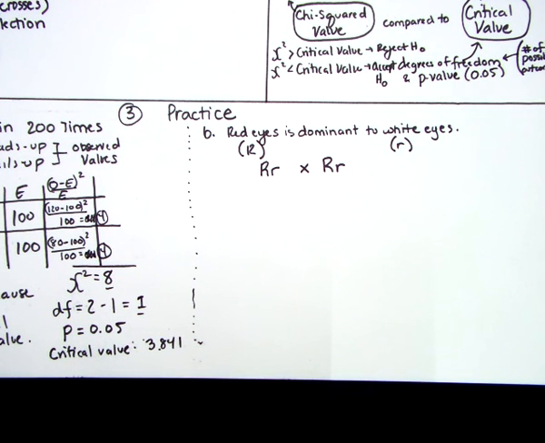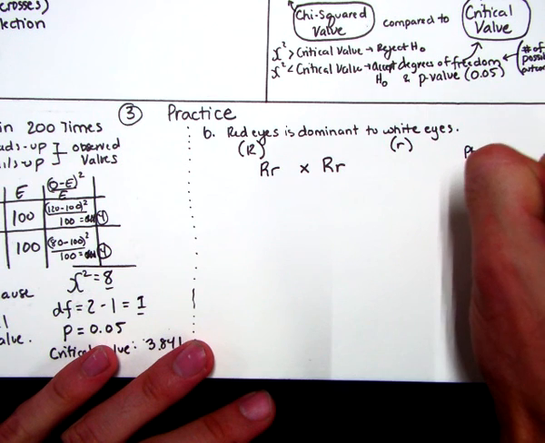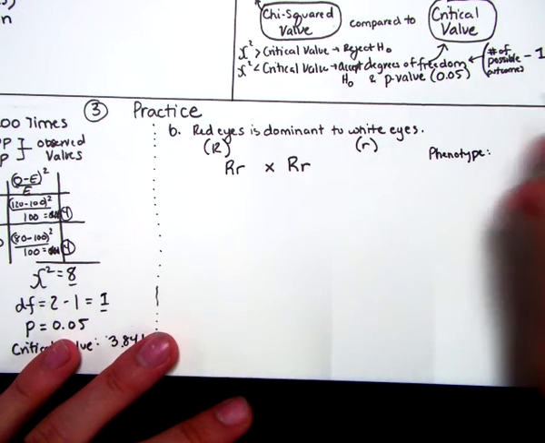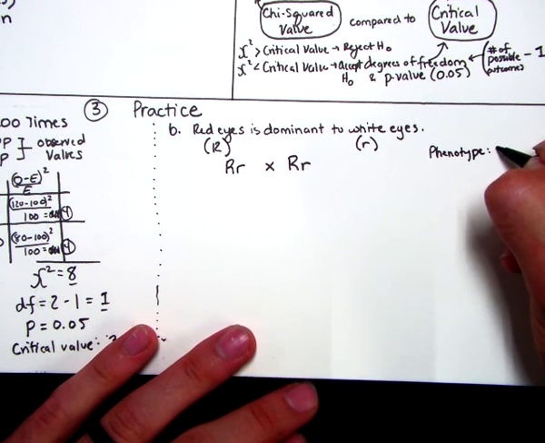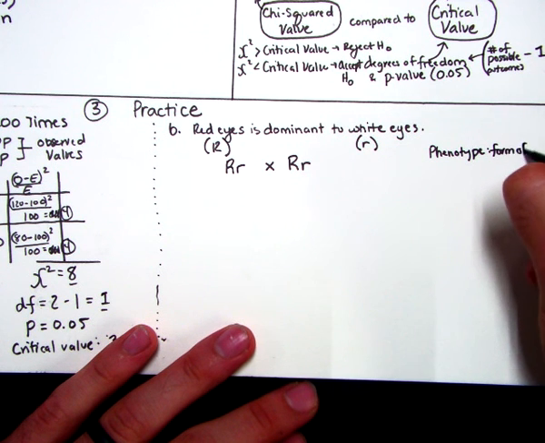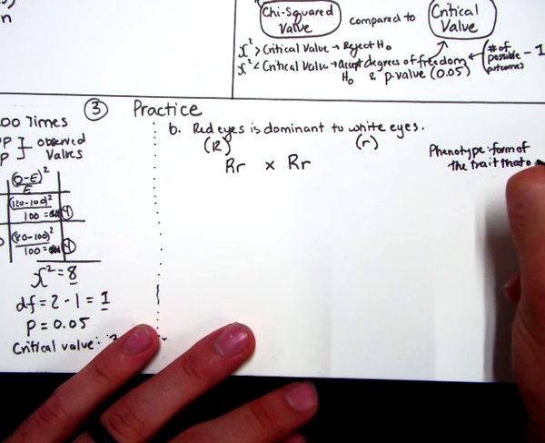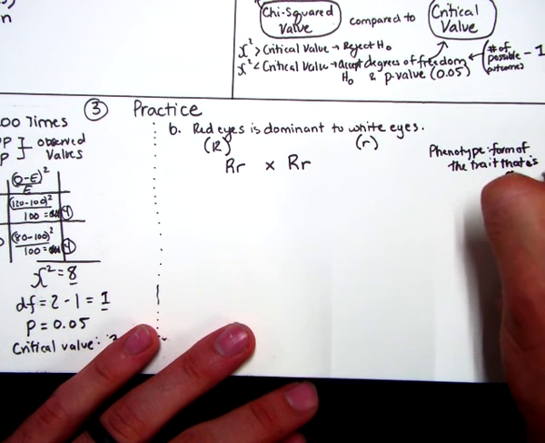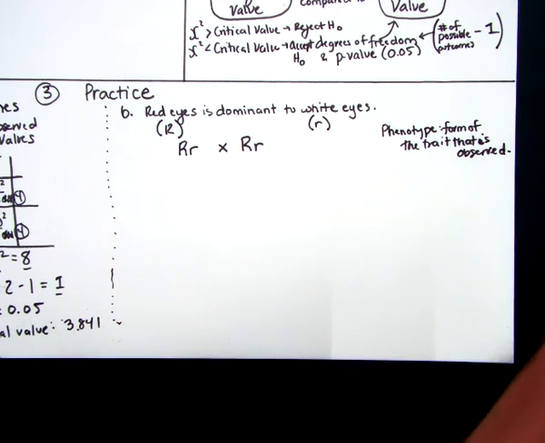Can you define phenotype? Yes, phenotype. All good, thanks for asking. So phenotype, in this context, is the form of the trait that is observed. And genotype is the combination of alleles that they have for that trait. Homozygous. You got it.